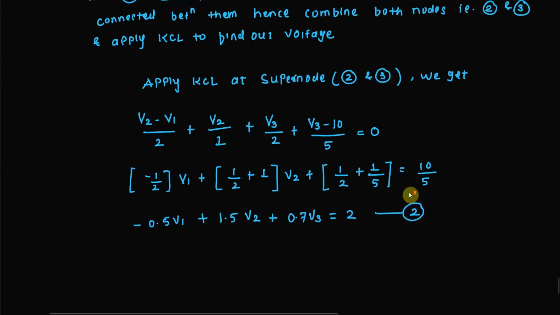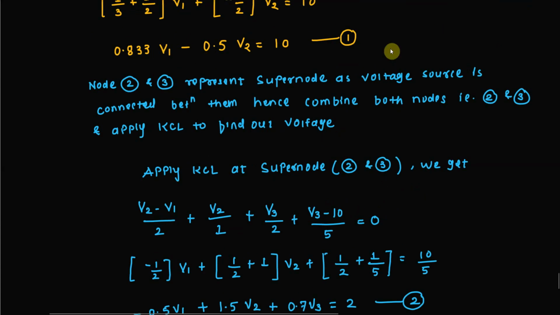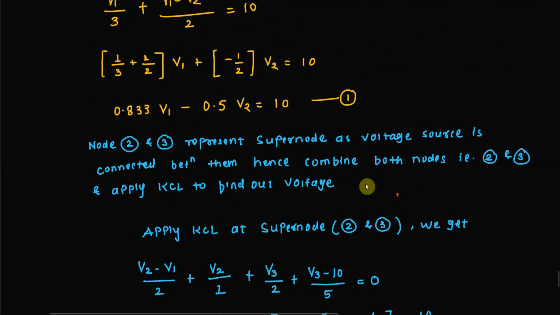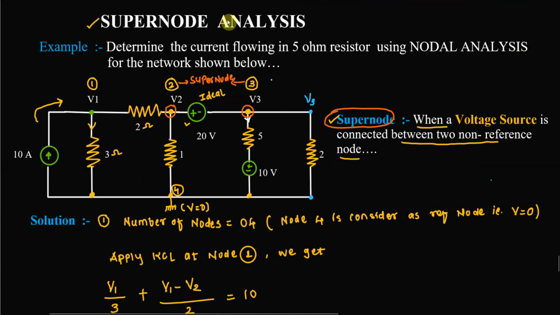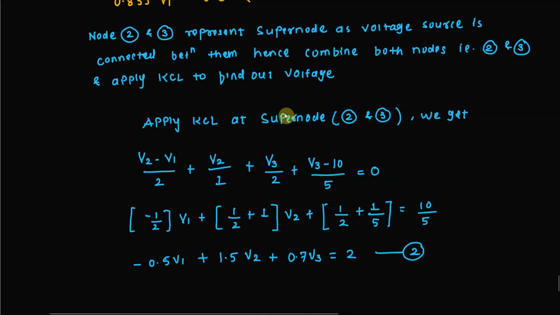So here we can see that the first KVL equation we have written, and the second KCL equation we have written at the supernode. But if you see, here we have three non-reference nodes and three unknowns. Which are the three unknowns? V1, V2, V3, and we have found only two equations. So we have to write down another equation.